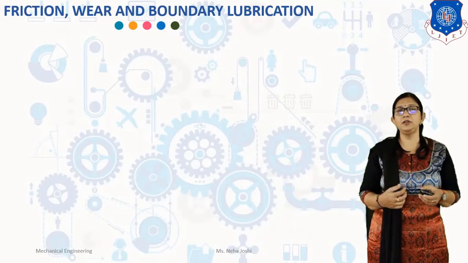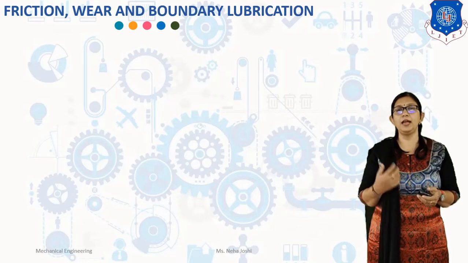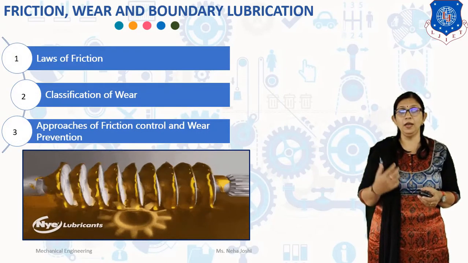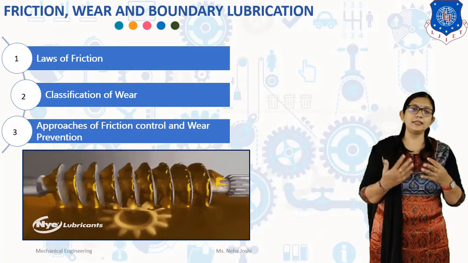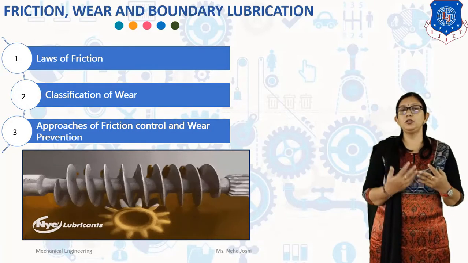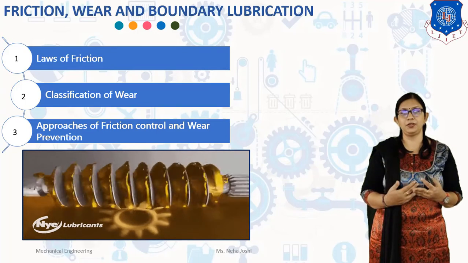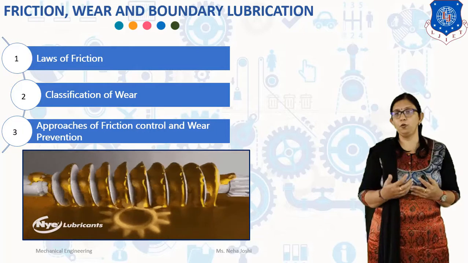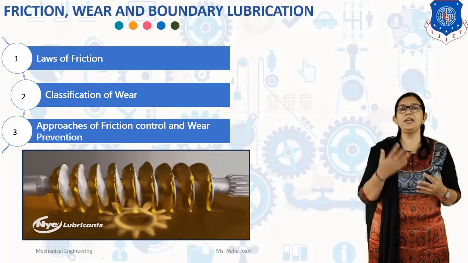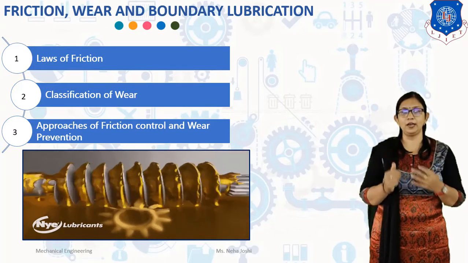Now, the second chapter in our syllabus is friction, wear and boundary lubrication. In this chapter, we will cover the laws of friction, classification of wear, approaches of friction control and wear prevention. Now, first of all, what is friction? Friction is the force that opposes motion between any surfaces that are in contact.